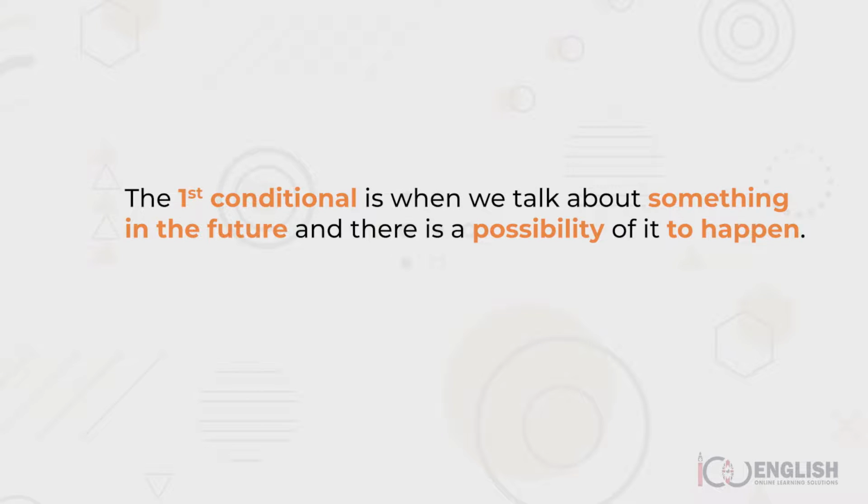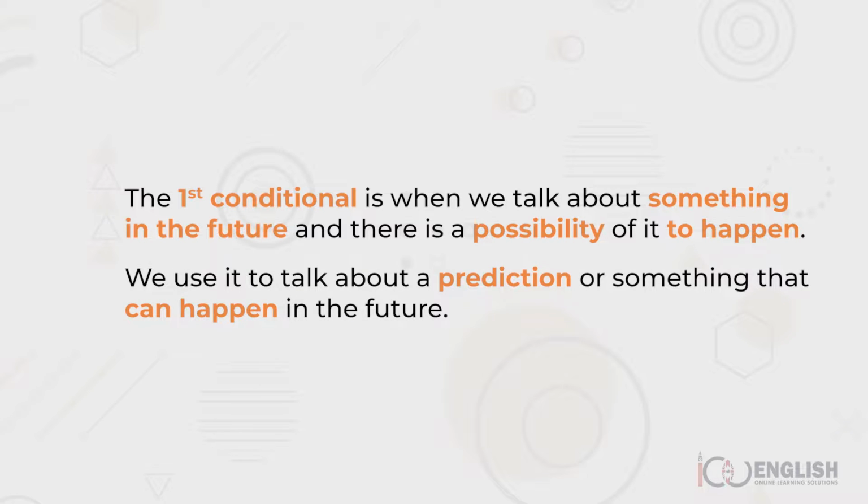The first conditional is when we talk about something in the future and there is a possibility of it to happen. We use it to talk about a prediction or something that can happen in the future. Let's move on.